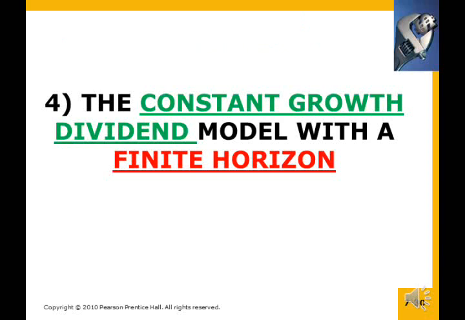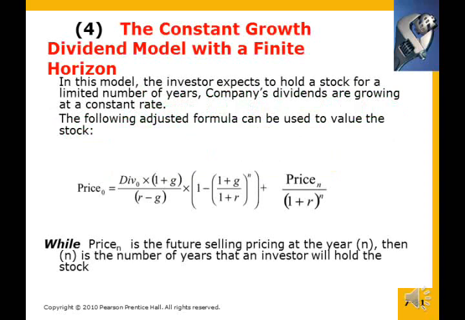The fourth model is the constant growth dividend model with a finite horizon. In this model, the investor expects to hold the stock for a limited number of years or specific period of time, and after that, he will sell this stock to another investor. Okay? The dividends are growing at a constant rate.